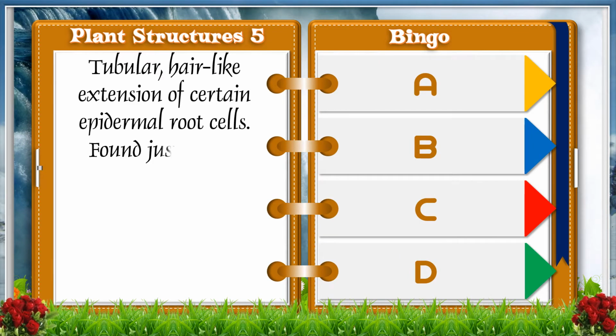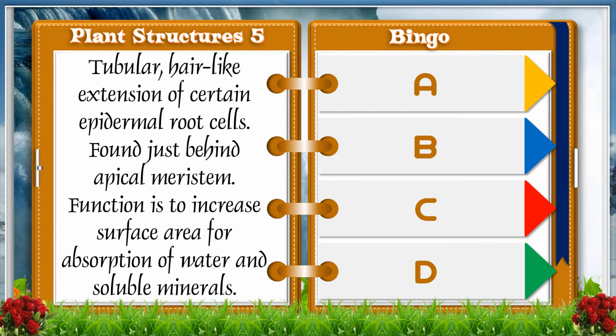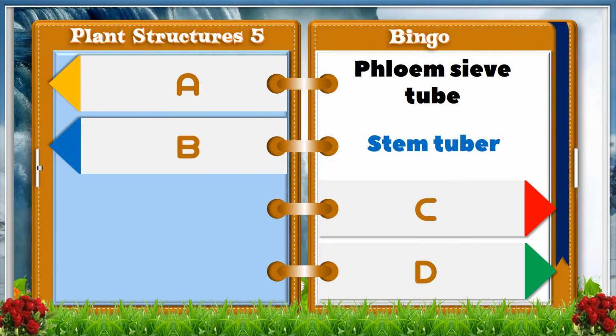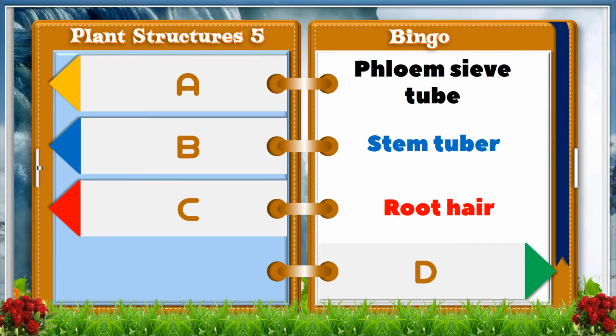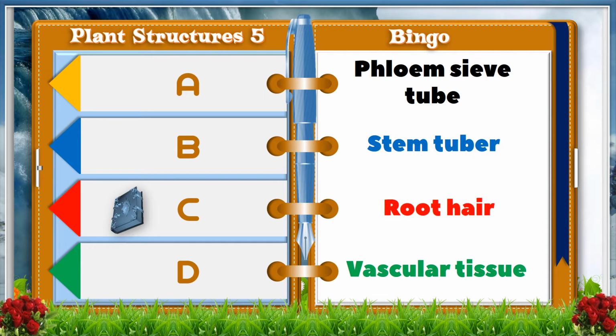Tubular, hair-like extension of certain epidermal root cells, found just behind the apical meristem. Function is to increase surface area for absorption of water and soluble minerals. A. Phloem sieve tube. B. Stem tuber. C. Root hair. D. Vascular tissue. And the answer is C. Root hair.